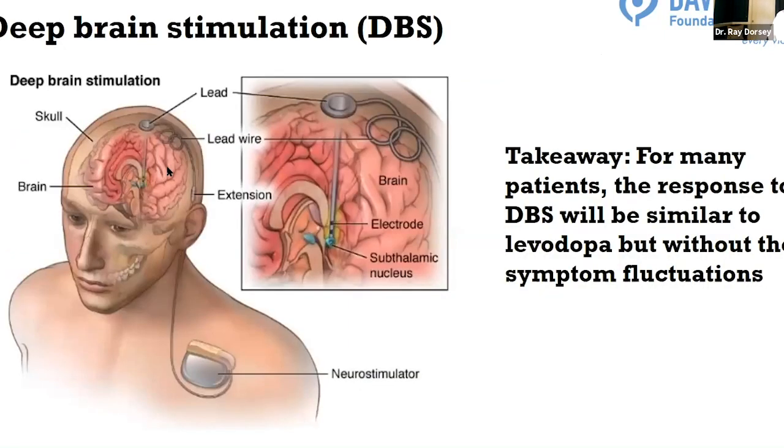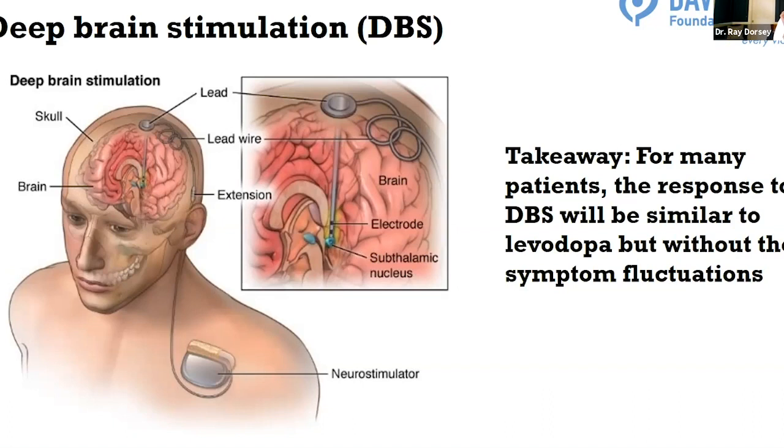Deep brain stimulation. Deep brain stimulation is a surgical treatment, a neurosurgical treatment. It puts electrodes into the brain. It targets a part of the brain, usually the subthalamic nucleus, that is inappropriately overactive in Parkinson's disease. When the electrodes are put in, it disrupts the output of that nucleus and leads to a reduction in Parkinsonian symptoms.